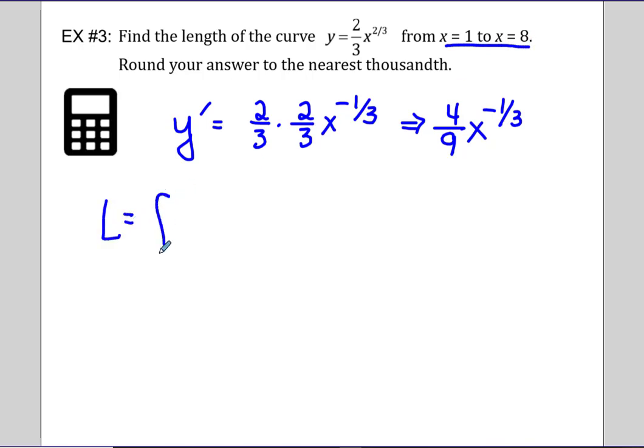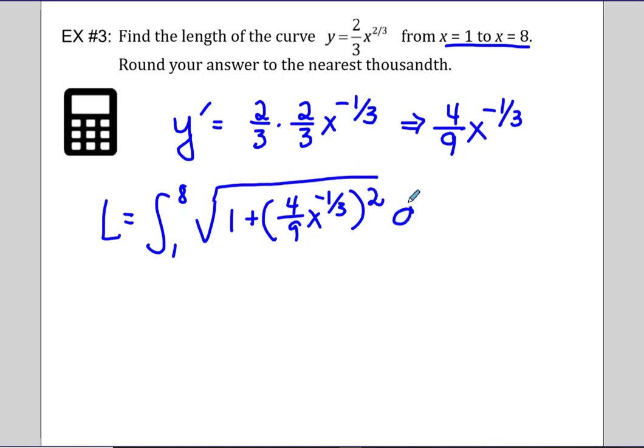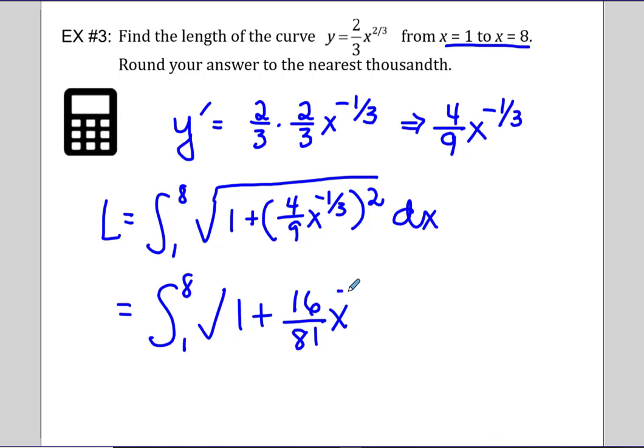So the arc length from 1 to 8 is going to be 1 plus 4/9 x to the negative 1/3 squared under the radical dx. So this looks like from 1 to 8, 1 plus 16 over 81 x to the negative 2/3 dx.